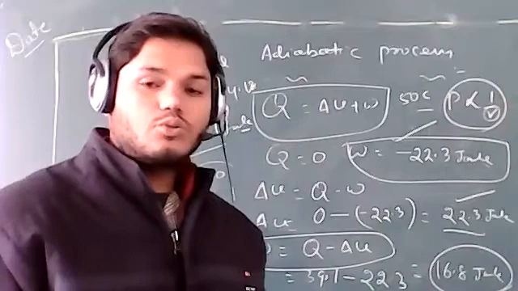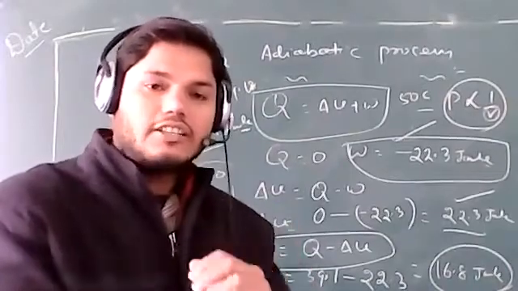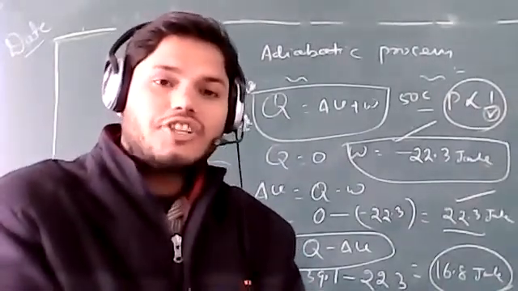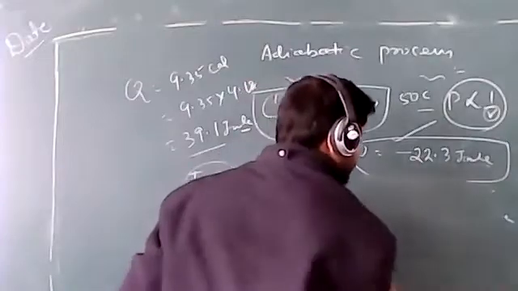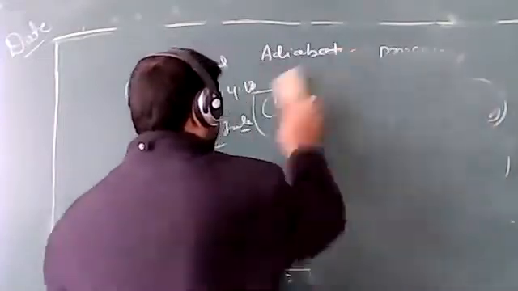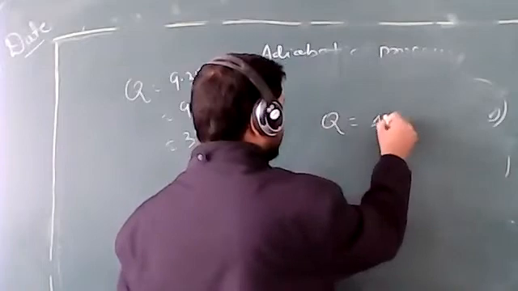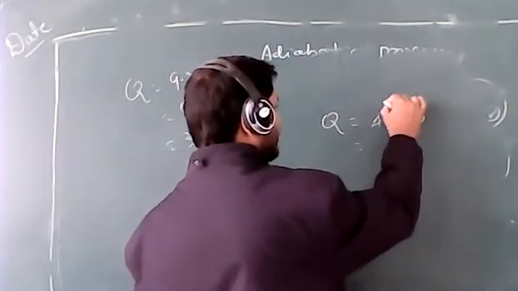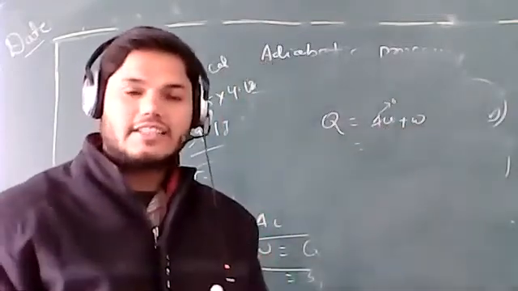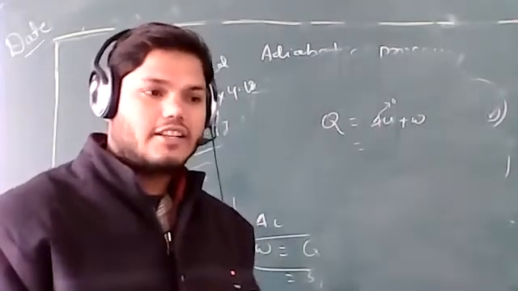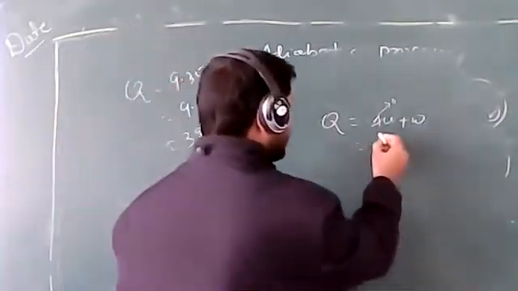But if you apply the first law of thermodynamics, in the isothermal process delta U will not change; it will be equal to 0. So if delta U equals 0, then whatever heat we supply will be delta U plus W. There will be no change in the internal energy of the particles, molecules or gases inside the system.